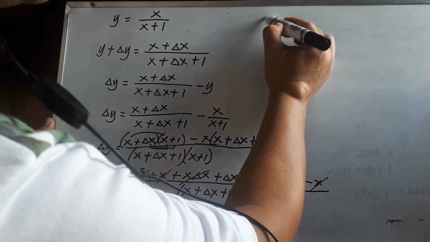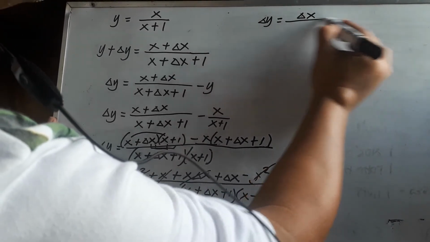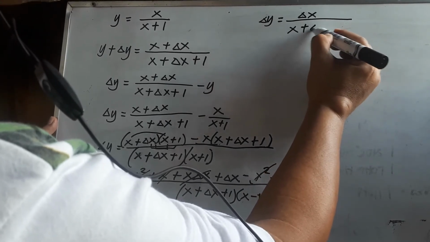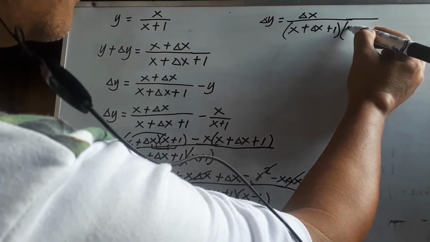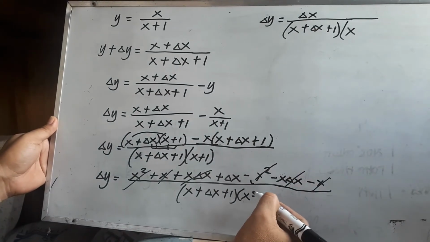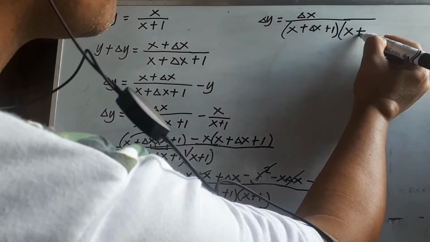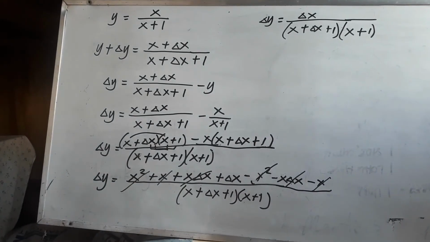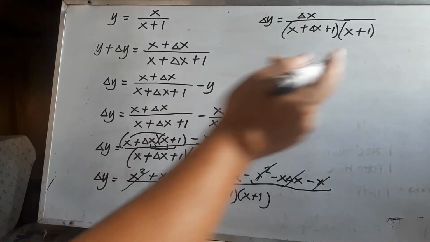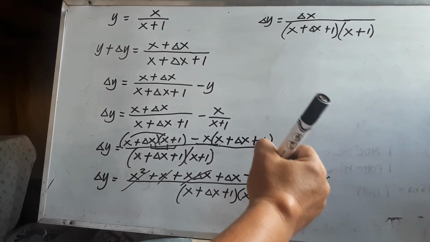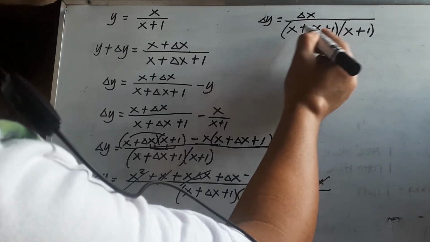So therefore, change of y is equal now to change of x all over x plus change of x plus 1 multiplied by x. I'm sorry, this is supposed to be again x plus 1. I always say x minus 1 for x plus 1. There. It's good that there's no change with the value there. Okay. So we have change of y is equal to change of x over x plus change of x plus 1, x plus 1.